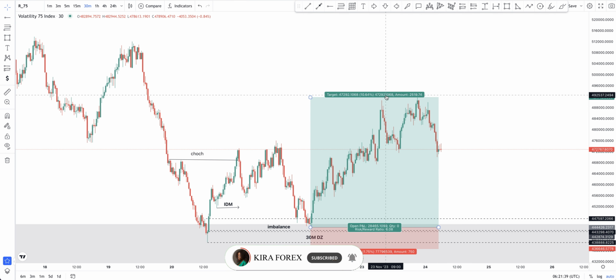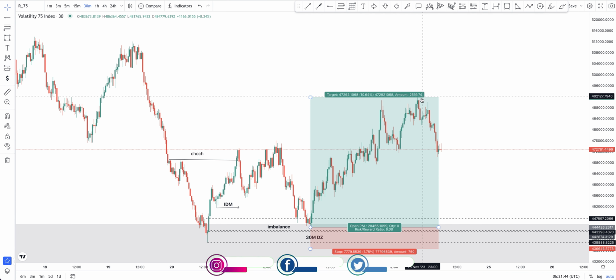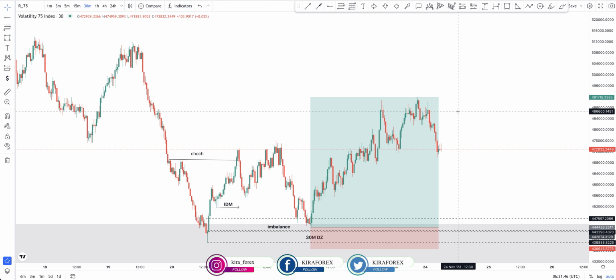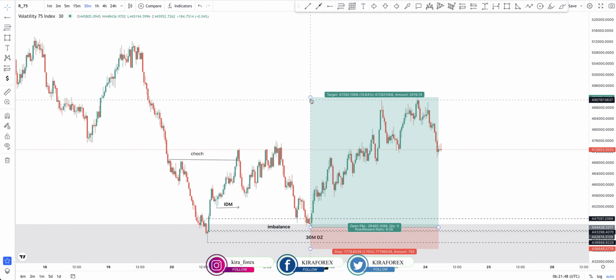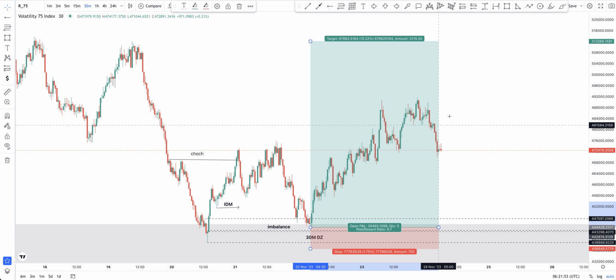And now I am expecting price, even though we've not totally triggered our take profit. This is our first take profit. We've not totally triggered our first take profit. I am waiting for price to continue moving to this high. So this will be my final take profit, which would be almost 67,662 points. Like I said earlier, we don't use pips on this asset, we use points. So this is where my final take profit will be for the Volatility 75 index.